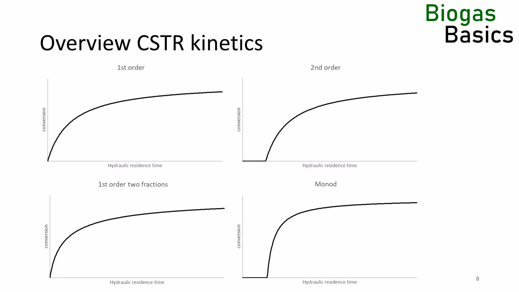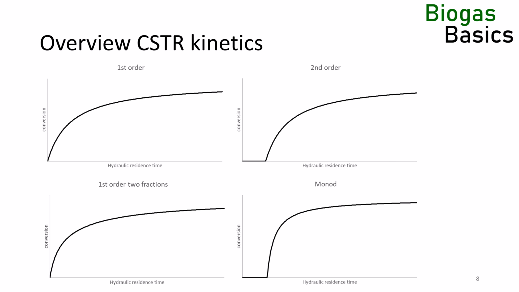And here are the same plots for a steady-state CSTR, a reactor that is continuously fed and which has a continuous effluent stream. This time, the abscissa is the hydraulic residence time. Top left shows the first-order reaction, single fraction. Bottom left, a first-order reaction with two substrate fractions. The first-order reactions do not show a washout point and have a non-zero conversion at very low residence times.